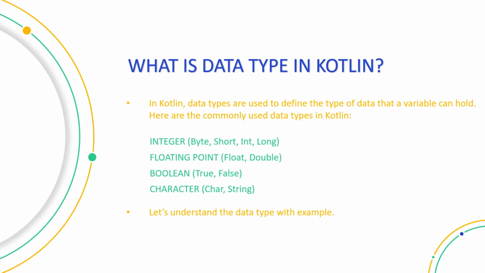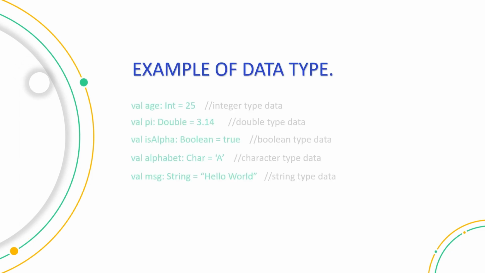And to store floating point values we have float and double data types. And to store boolean values we have true and false. And to store character values we have char and string data types. Let's understand the data type with example. Example of data type. Here, we declare the data type explicitly.